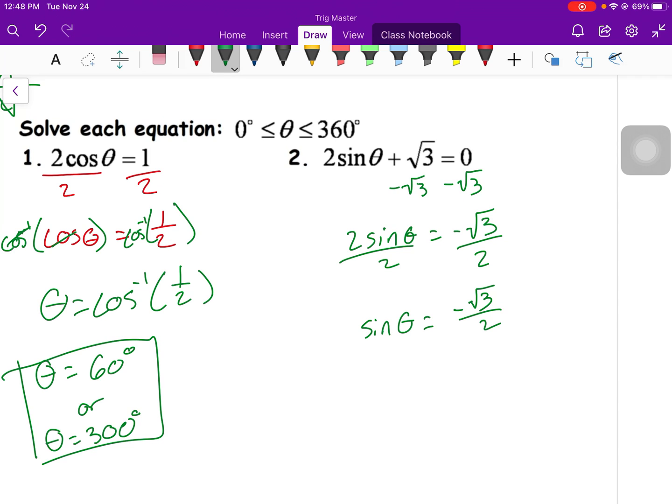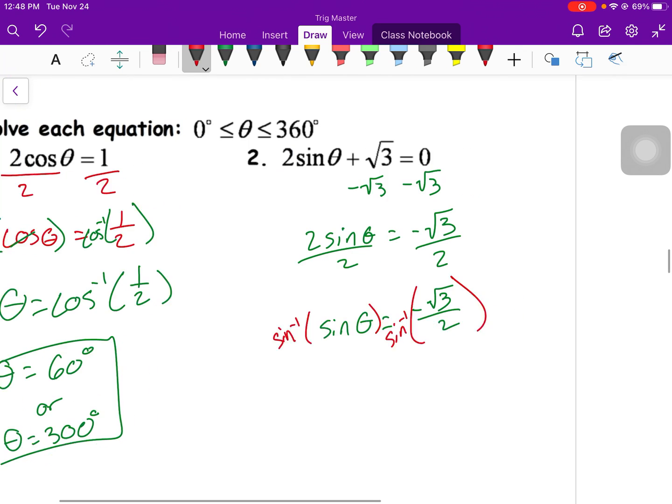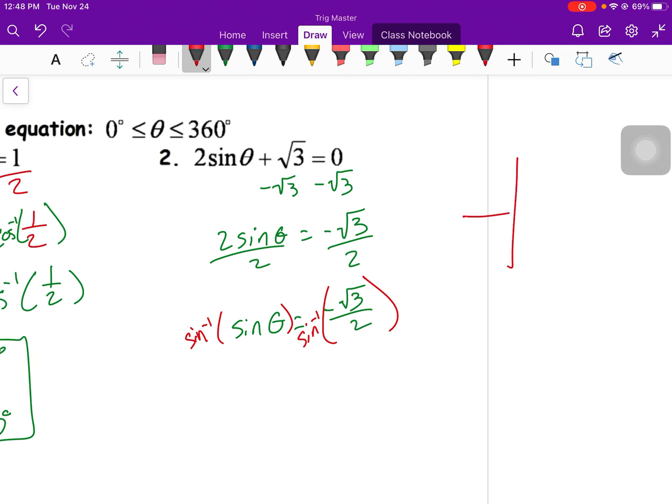Now, since I've got sine of theta equals something, in order to undo the sine, I take sine inverse of both sides, and that's of the entire fraction. So if I think of my unit circle, sine of theta was negative, so it's going to be down in these quadrants, 3 and 4. We're looking at these angles right there. So if I think of my reference angle, remember, reference angle is going to be up in quadrant 1.